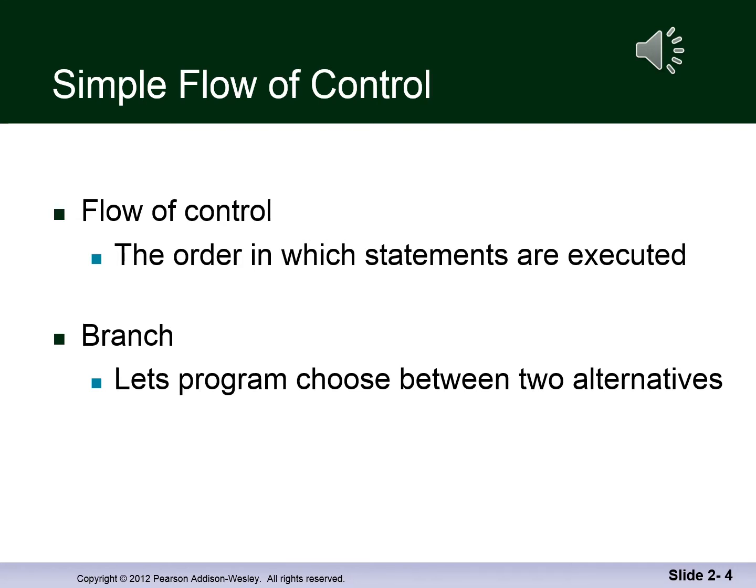A branch lets the program choose between 2 alternatives. And we'll have a condition, and if the condition is true, the flow of control will go in one direction, and if it's false, the flow of control will go in another direction. This is where we really start to get into the logic of programming. It's a very, very powerful programming construct, the branch.